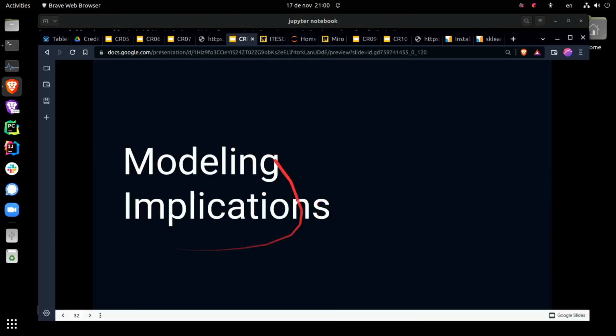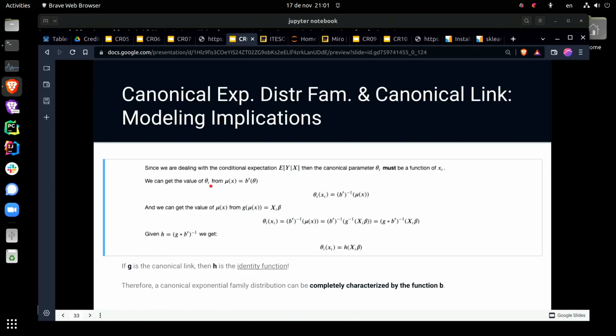So what are the modeling implications? When we are talking about modeling, let's remember we want to actually identify the best set of beta values or parameters for our model. So that's the training of the model. So let's see what we can do with what we know so far.